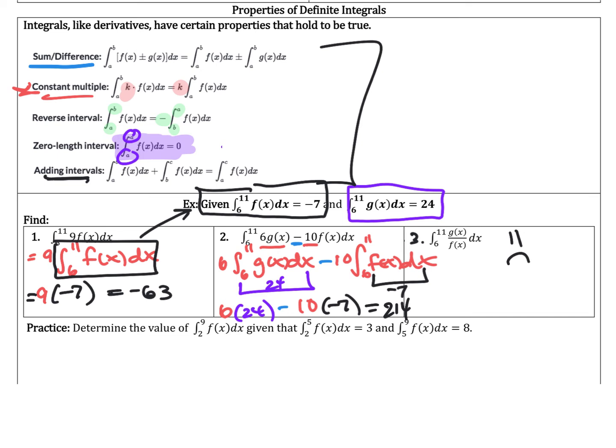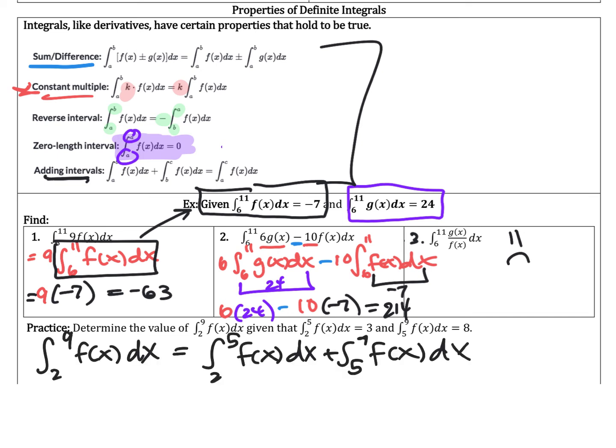It says determine the value of the integral from 2 to 9 of f of x dx, given that the integral from 2 to 5 of f of x dx is 3, and the integral from 5 to 9 of f of x dx is 8. So go ahead and pause the video, work through that, and then unpause the video and see how you did.